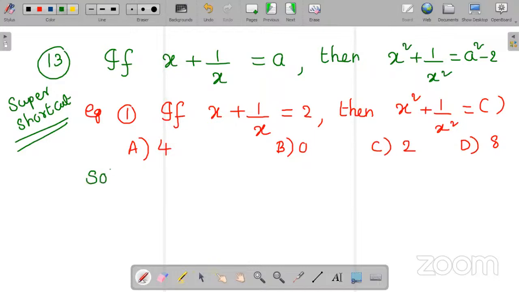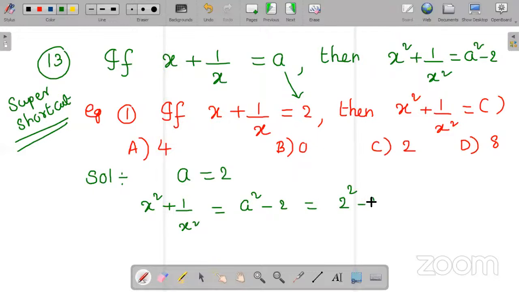See, my dear students, x plus 1 by x is equal to 2. That means a is equal to 2. Here a is equal to 2. The shortcut we have: x square plus 1 by x square is equal to a square minus 2. That means 2 square minus 2. So 2 square minus 2 means 4 minus 2, which is 2. So what is the right answer? Yes, C is the right answer. Not 4, it is a square minus 2. Try to understand the question.